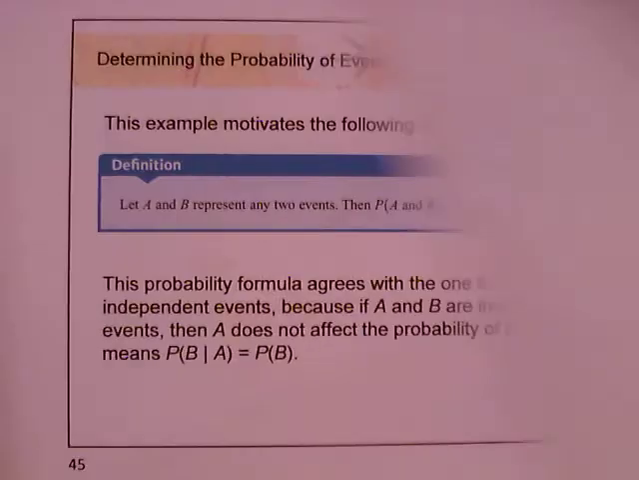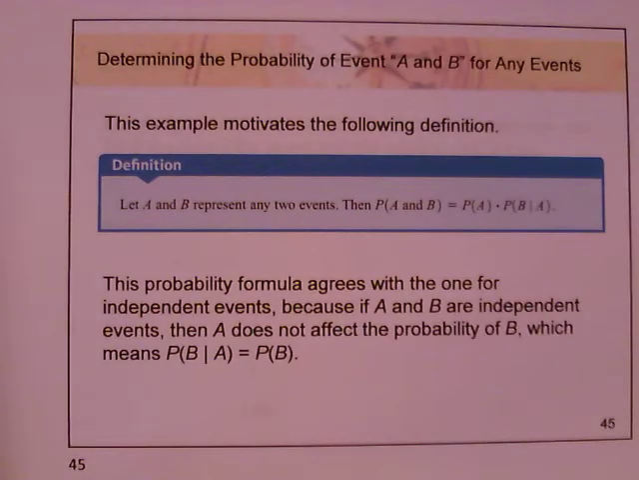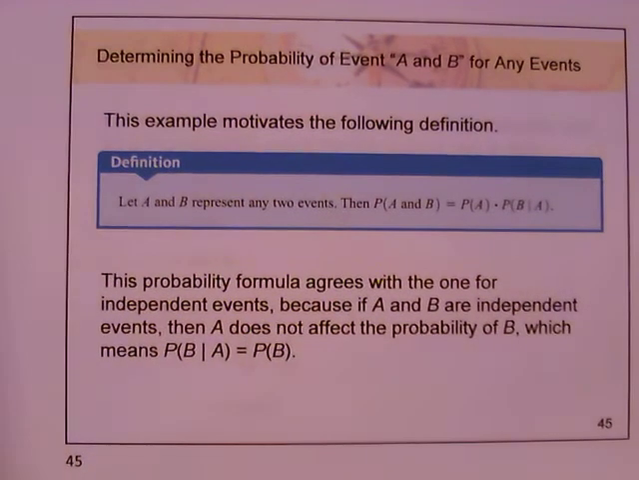So this comes up with a definition here. We're going to let A and B represent any 2 events. Then the probability of A and B would be the probability of event A times the probability of event B, given that A has already occurred.